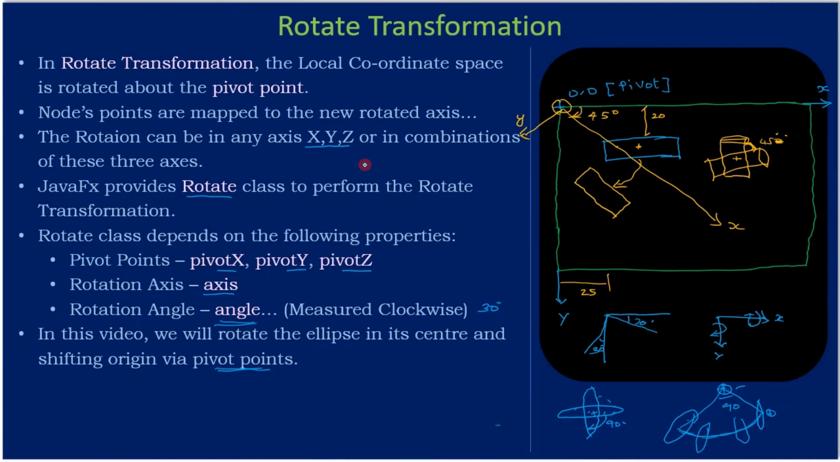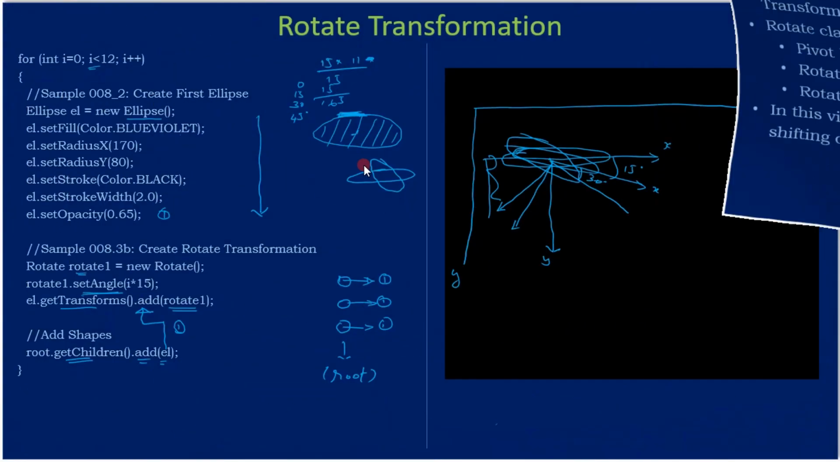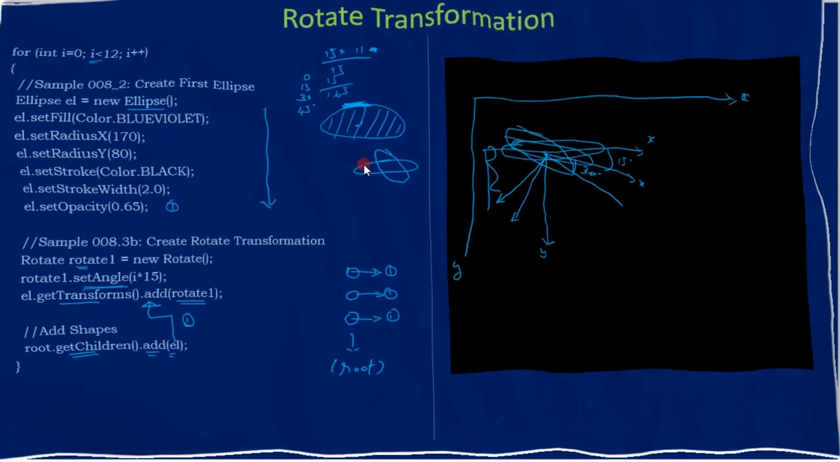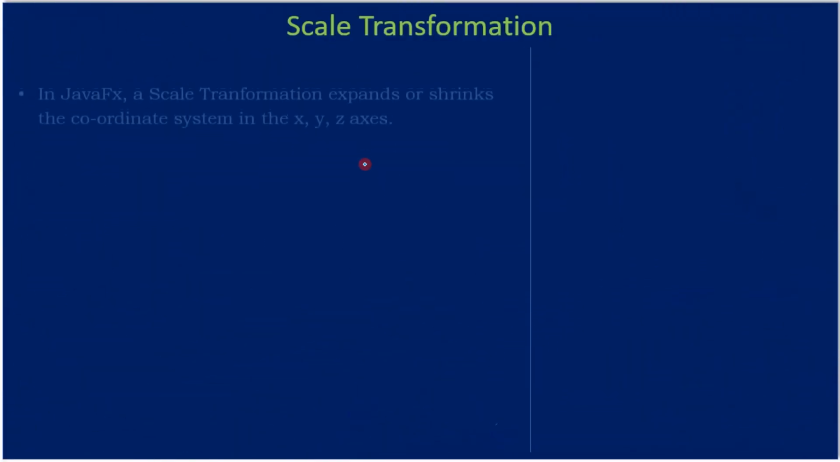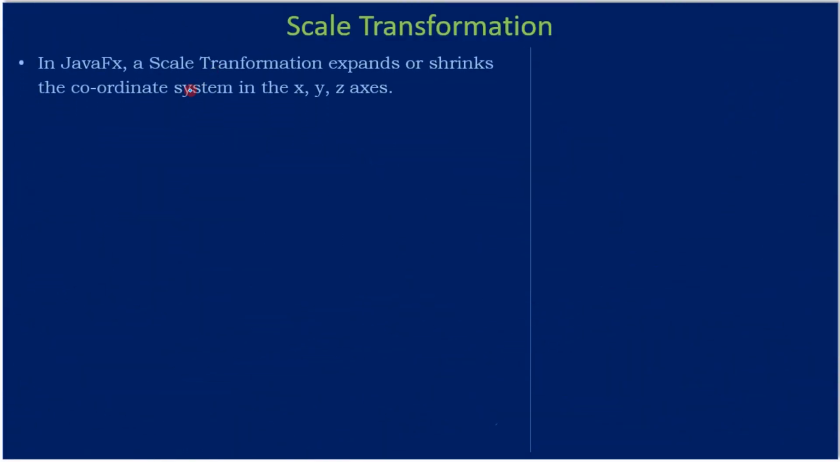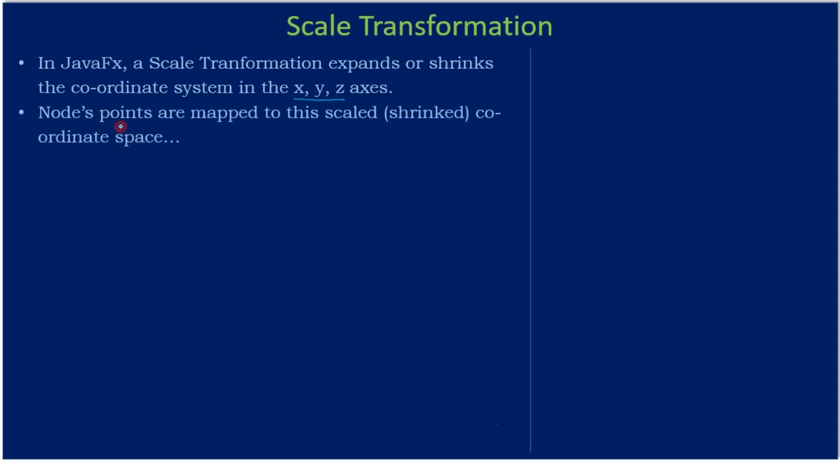In the last video, we talked about rotate transformation. Now we will continue with the scale transformation. In JavaFx, scale transformation expands or shrinks the coordinate system in the X, Y, Z axes. Node points are mapped to this scaled or shrunken coordinate space.